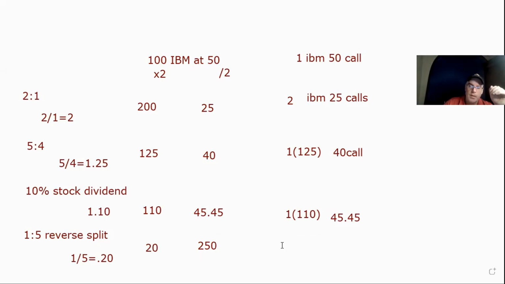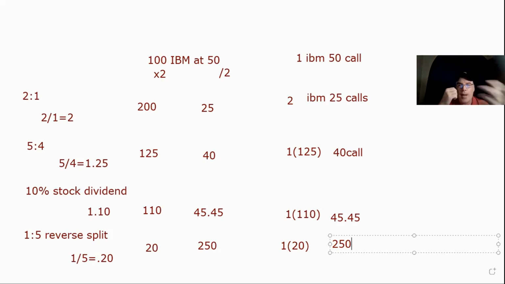Jump to the call. Now we have one call. So we're still going to have one call because you can't have 20% of an option, but it's only going to be worth 20 shares. But then the strike price is going to be 250. So again, that's all it is. Stock splits, everything stays the same. The total value does not change, it's just your per share amount and price that change.